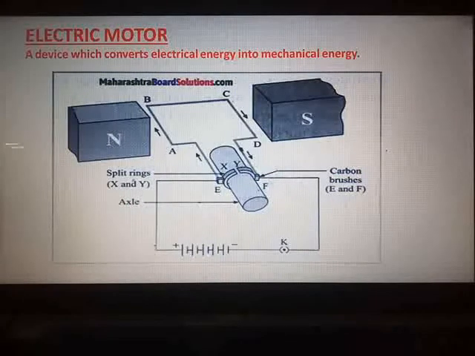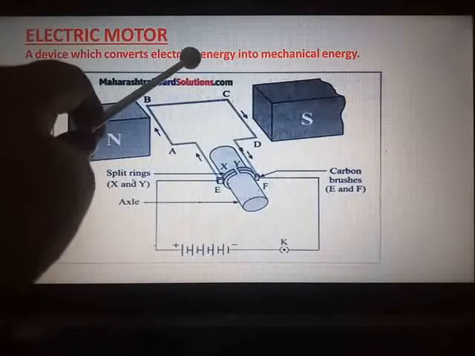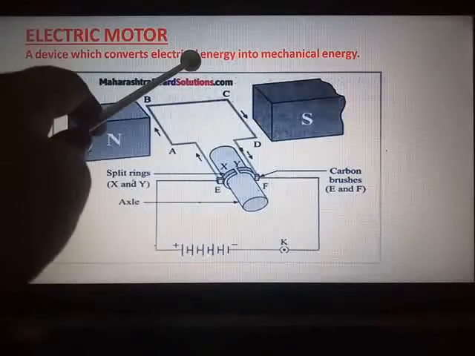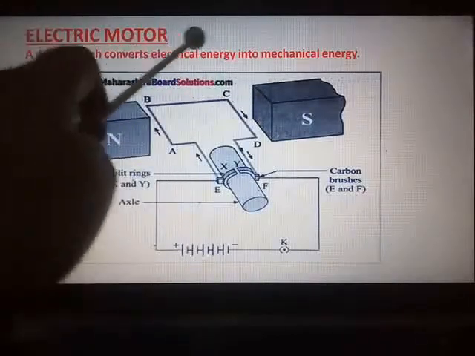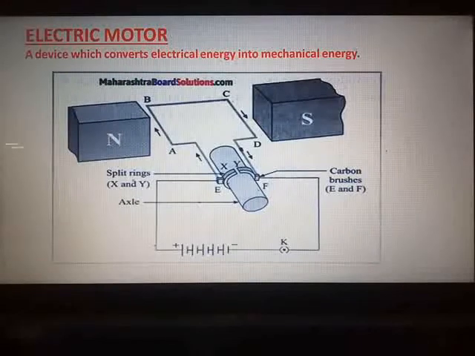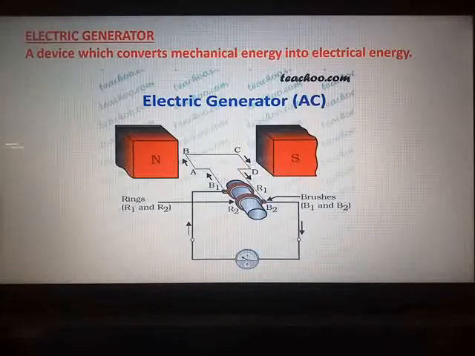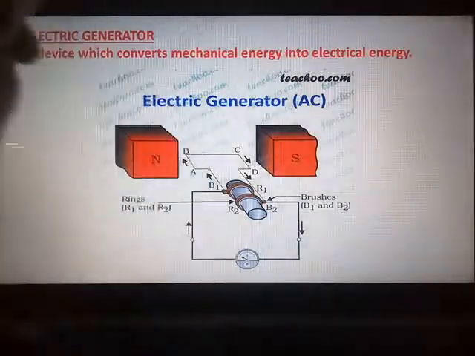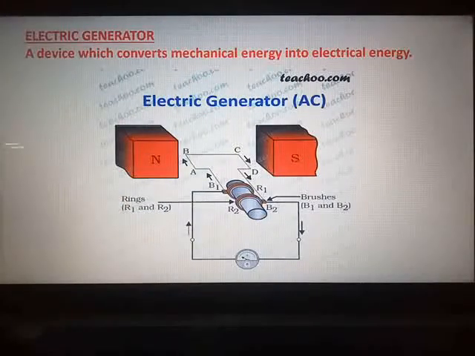As I have told you yesterday, an electric motor, you remember, is a device which converts electrical energy into mechanical energy. So electrical into mechanical. See here, EM, that is known as electric motor. And a device which converts mechanical energy into electrical energy is known as electric generator. At least this word generator you have heard in a large number of cases.